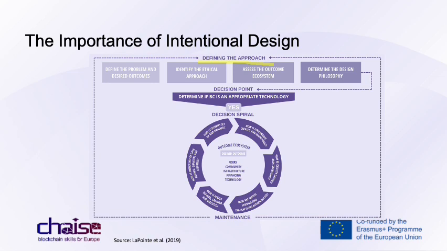The second phase is the design and implementation of the blockchain through a decision spiral approach that reveals the impacts of design choices on the desired outcome and on the people affected by the design. The final phase of the framework is the maintenance stage, in which the steps from the first 2 phases are periodically revisited throughout the life cycle of a blockchain project to ensure the technology is still achieving its desired impact.